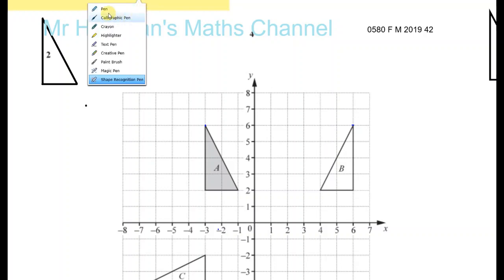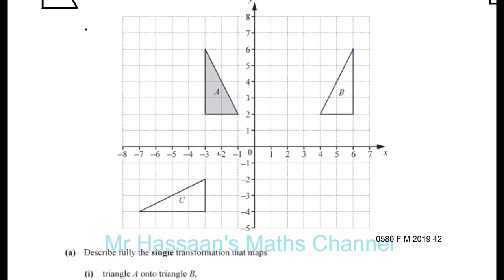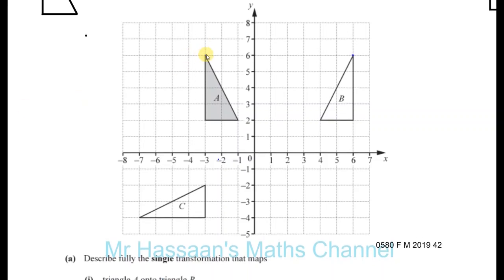mirror line. For a reflection, you always have a mirror line. A mirror line is a line that joins together a point on the object and a point on the image, so it's a line that cuts that line exactly halfway. The perpendicular bisector of a line joining a point and its corresponding point is going to be the line that we want. So we don't need to draw perpendicular bisectors here because we've got a grid and it's pretty simple to do without that.